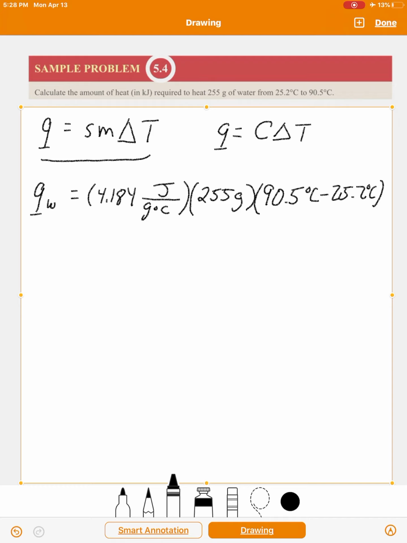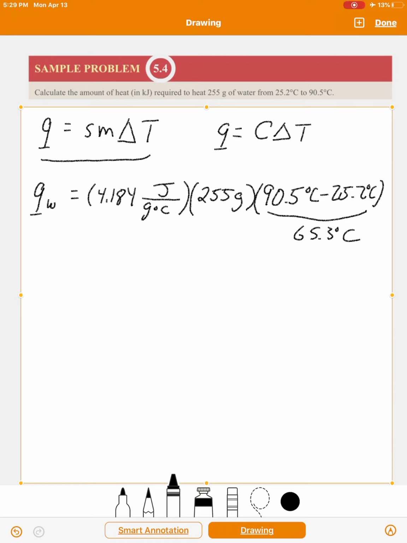Okay? So, if we take 90.5 and we subtract from that 25.2, we get 65.3. Okay, that's a positive change. That means energy is going into the water to heat it up. It takes energy to heat things, to get them hotter, so it's going to be a positive value.